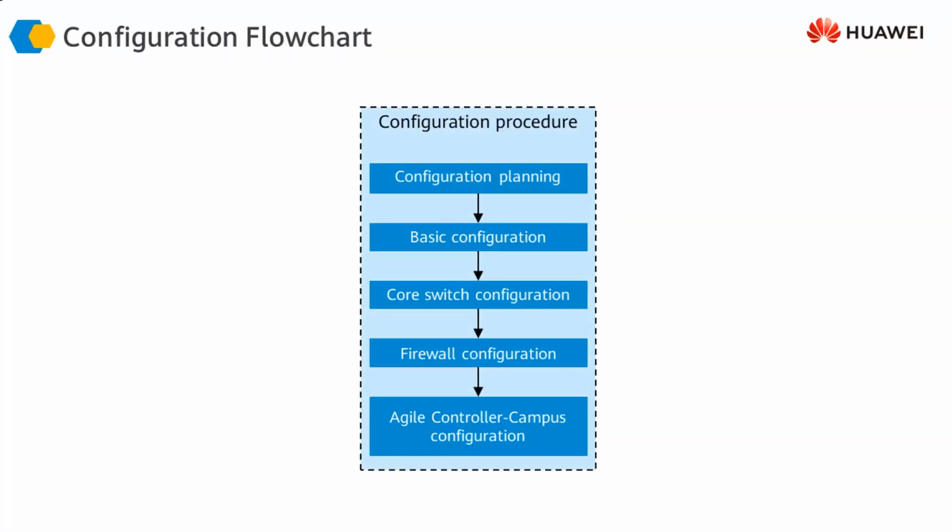These are the different steps, so this is the flowchart for implementing the configuration. First we need to plan the configuration, then we need to do the basic configuration on the devices, which is not exactly related to the agile network implementation, for example assigning the IP addresses, the VLANs, or the basic firewall policies, which you configure in any case, with or without the agile network implementation. The configurations that we are going to focus on for this specific implementation are the configurations on the core switch, on the firewall, and on the agile controller itself.